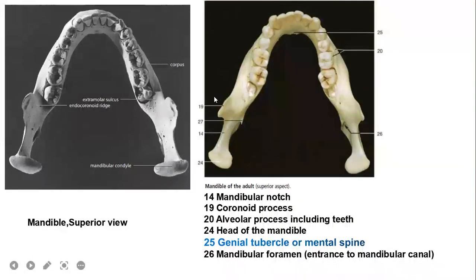Other structures include the part labeled 15, which is the mandibular notch. Then we have the part labeled 24, which is the head of the mandible, 19 is the coronoid process, and 20 is the alveolar process, including the teeth, as we've been able to mention. Then 26 is the mandibular foramen, the entrance of the mandibular canal. These are all in superior view.